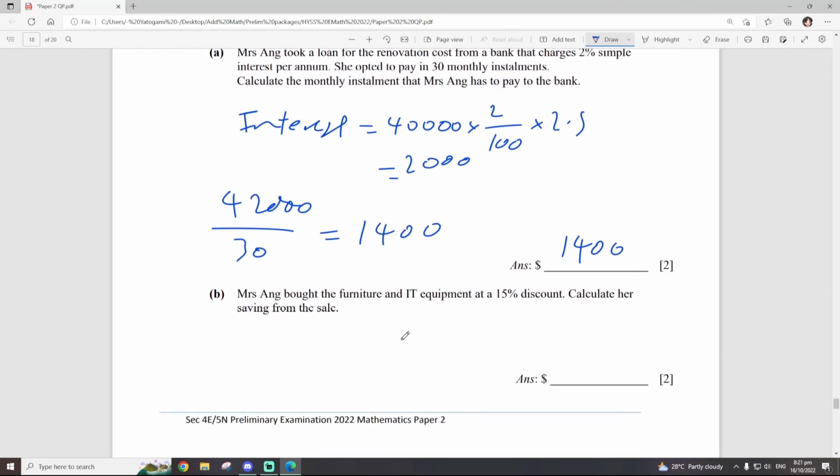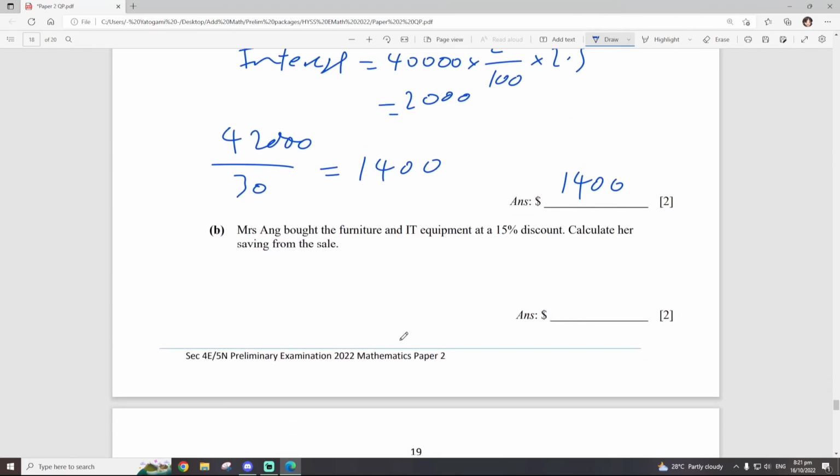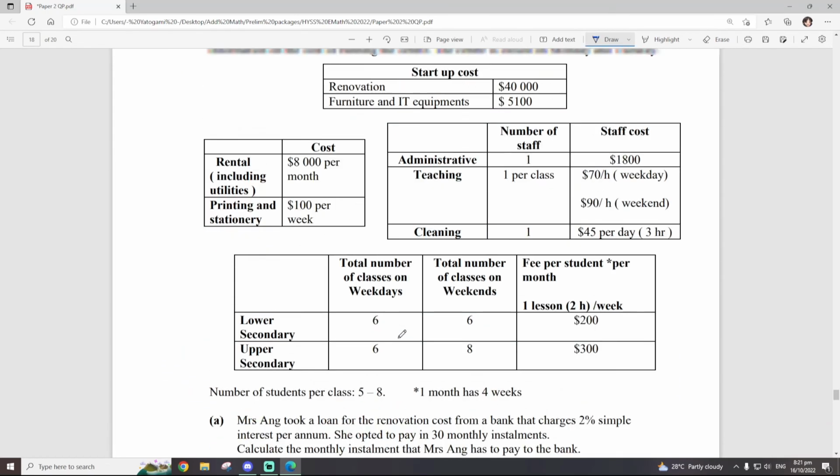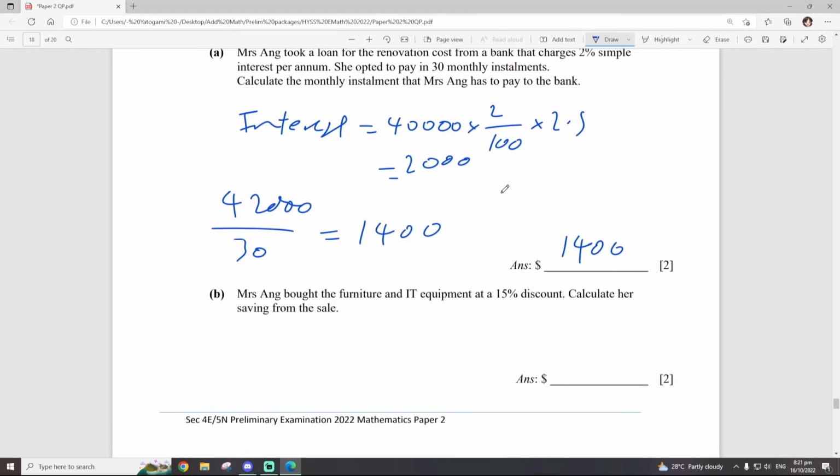Calculate her savings from the sale. Furniture and IT, okay. So 15% off, so the startup cost is 85%. So she bought it at 85% of the list price. So she saved that 15%.